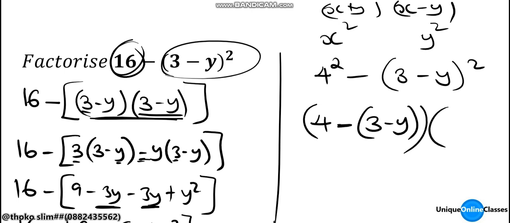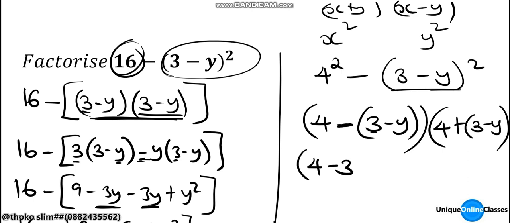In the first bracket is a positive, in the second bracket a negative. We have 4 plus open bracket y, then in the second bracket 3 minus y, close the bracket. So we can break the bracket. We have 4, this one multiplied by that one, they will become minus 3, and this one multiplied by that one, then plus y here.